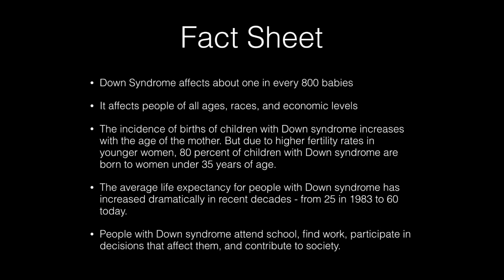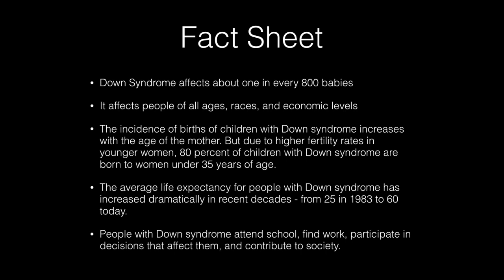Lastly, there are many interesting facts about Down syndrome. First, Down syndrome affects about 1 in every 800 babies. It affects people of all ages, races, and economic levels. The incidence of births in children with Down syndrome increases with the age of the mother, but due to high fertility rates in younger women, 80% of children with Down syndrome are born to women under 35 years of age.